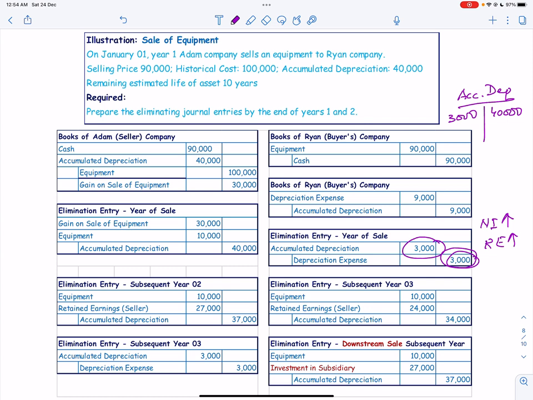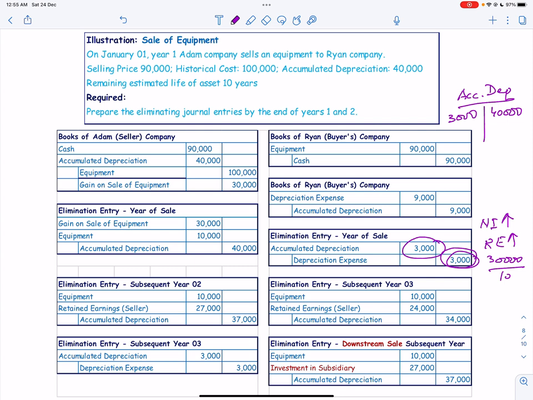And this entry will be repeated for the next 10 years. There is a gain of 30,000 and this gain of 30,000 divided by the number of years, that is 10, will recognize 3,000 of it each year, and this is what it means by recognizing the gain piecemeal for depreciable assets.